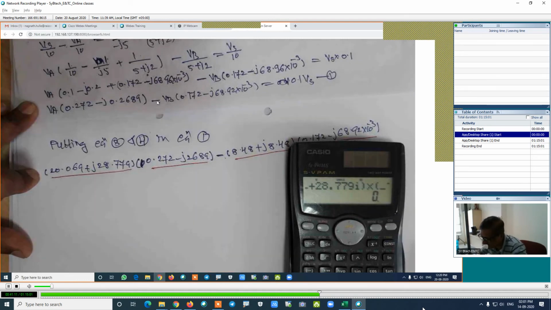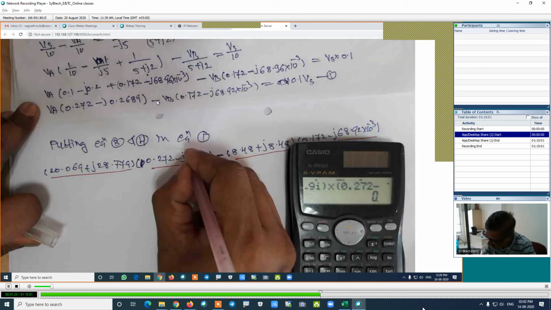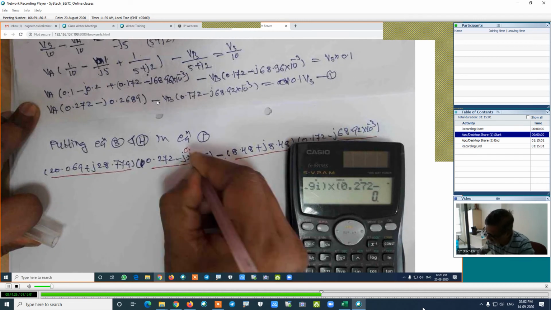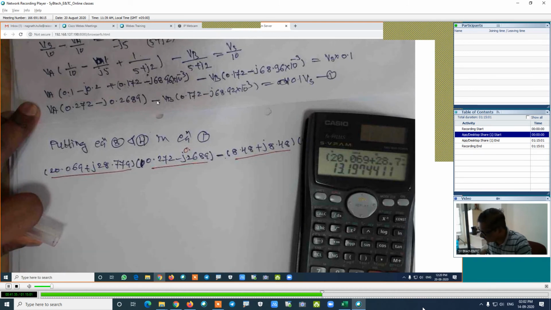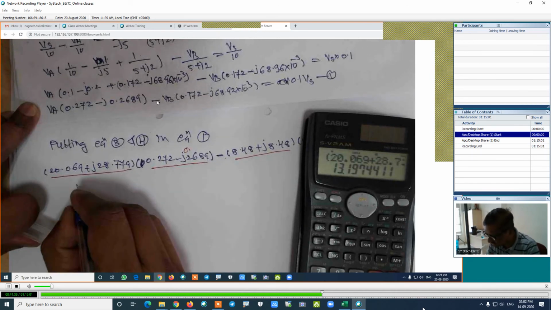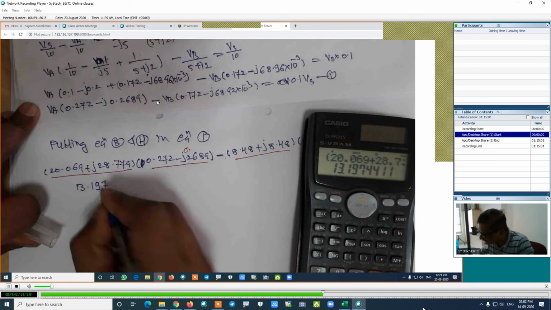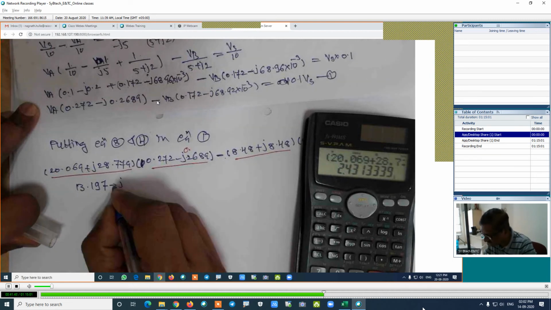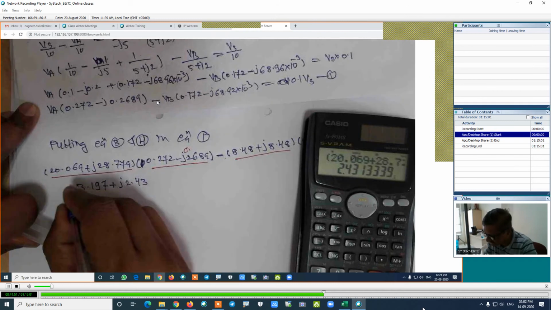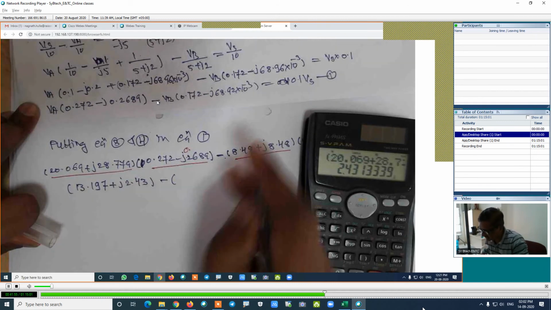The second value is 0.272 minus j 0.2689. This value is point 2689. Yes, it is minus 0.2689. I close the bracket, which is equal to. Its real part of this calculation is 13.197. That is the real part, and shift is equal to the imaginary part, which is plus j 2.43. This is this calculation, this multiplication, minus this part.